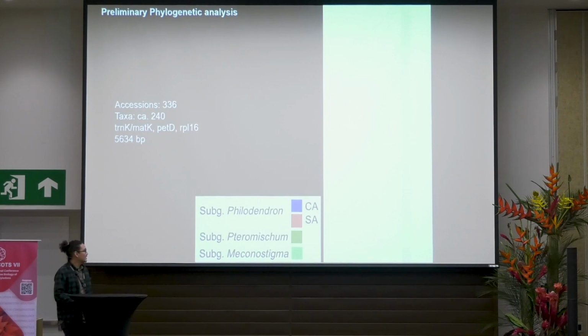This preliminary phylogenetic tree consists of 336 accessions representing 240 taxa. Here there is the outgroup, and the light green color represents the subgenus Meconostigma, and then the dark green color represents the subgenus Pteromischum. Both subgenera are sister to the whole diversity of subgenus Philodendron. The species in the red color represent South American species, and then the blue ones represent the Central American species.